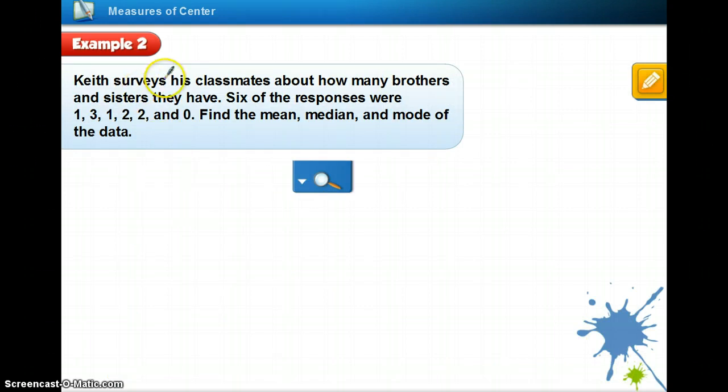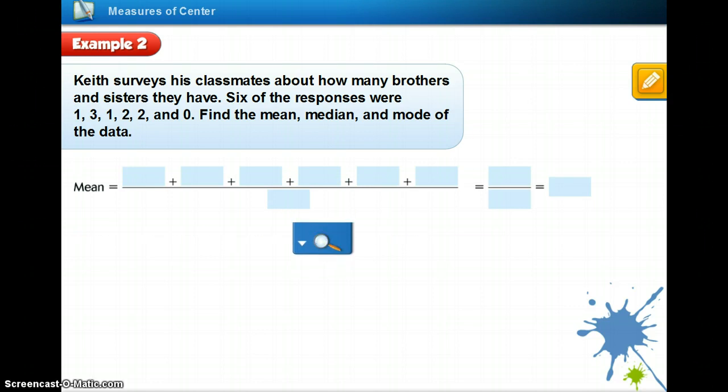Looking at example 2, Keith surveys his classmates about how many brothers and sisters they have. 6 of the responses were 1, 3, 1, 2, 2, and 0. We've got to find the mean, median, and mode. So again, we're going to find the mean. We're going to add them all up: 1 plus 3 plus 1 plus 2 plus 2 plus 0. We add those up and get 9. And we have 6 numbers, so we take 9 divided by 6, and we end up with 1 and a half.